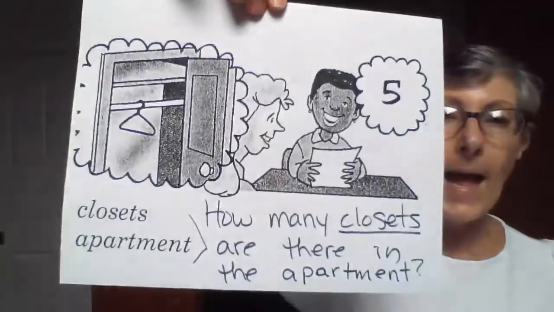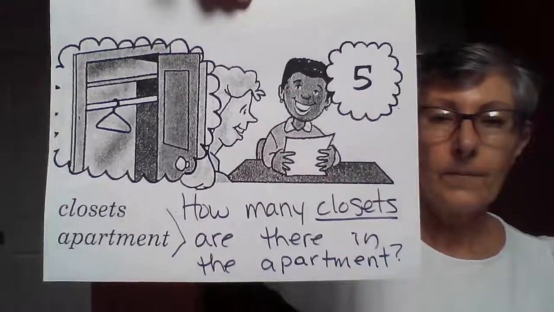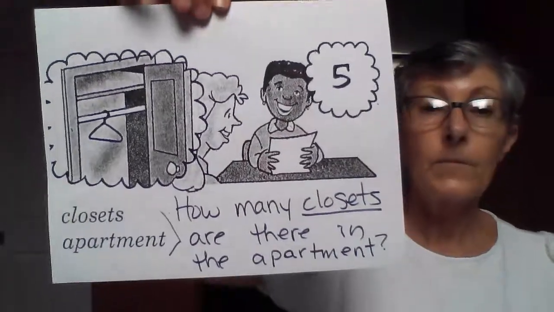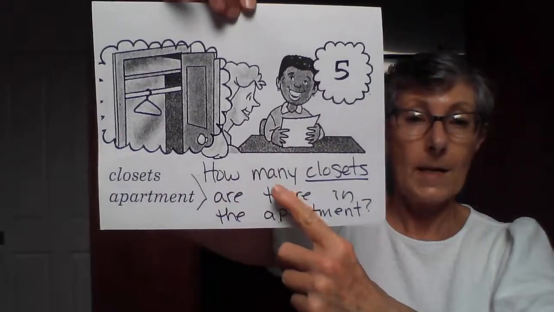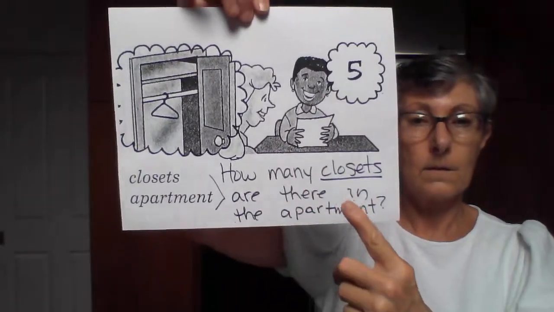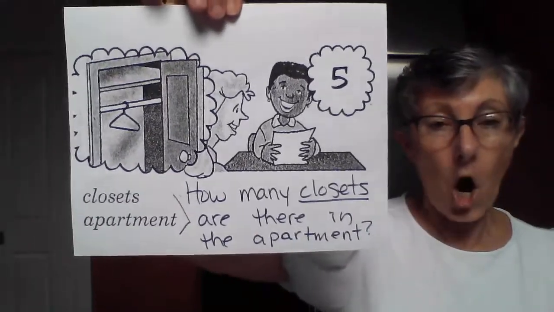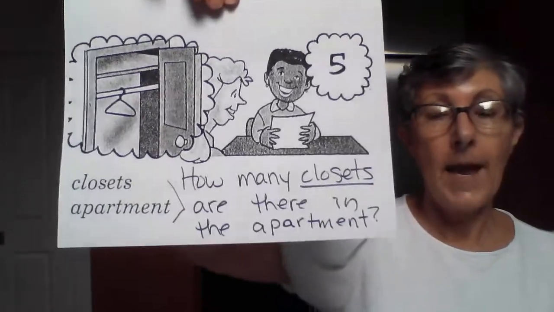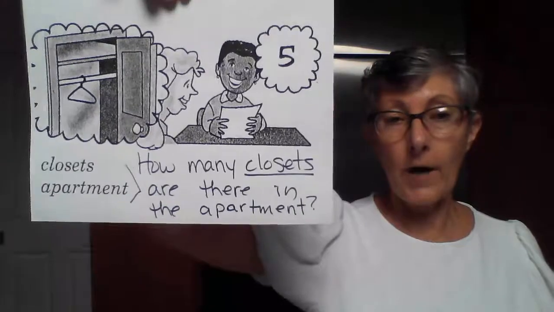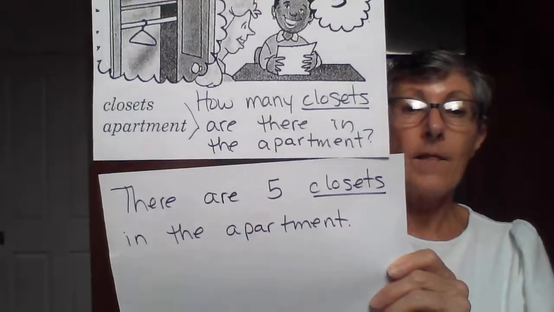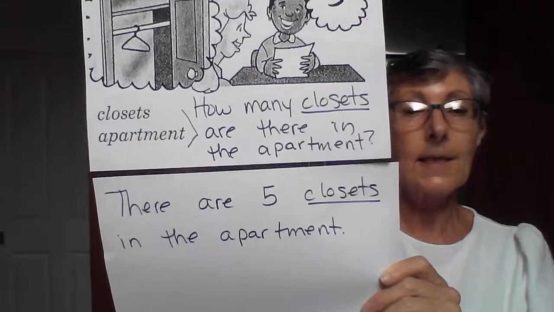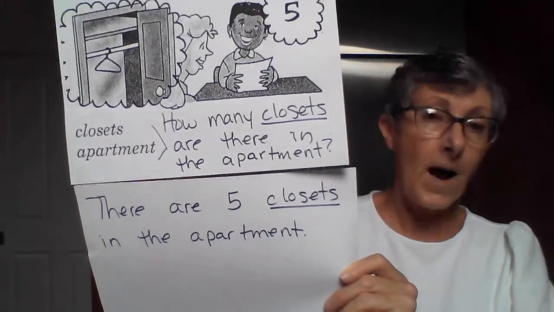Very nice. Let's practice a couple more. I know we're going to do this one. How many? So the question is, what? Correct. How many closets are there in the apartment? And the answer is, there are 5 closets in the apartment. Very nice practice.